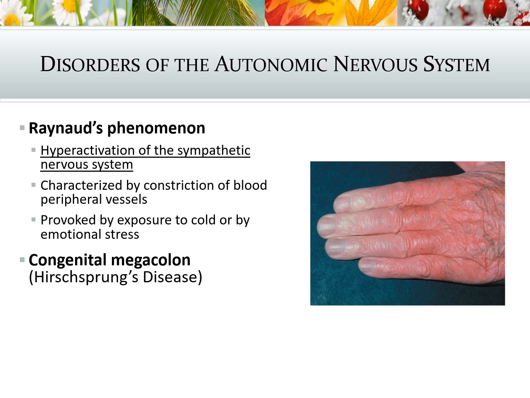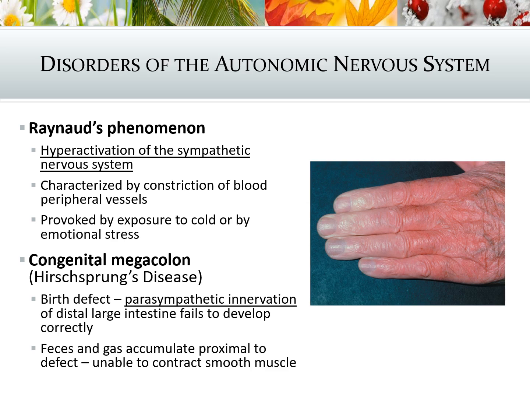Another one is congenital megacolon, also called Hirschsprung's disease. Essentially it's a birth defect where the parasympathetic innervation of the distal large intestine, or the colon, fails to develop correctly. So essentially you're unable to contract the smooth muscles of that distal colon, and so feces and gas can accumulate proximally to the defect, where you can't contract those smooth muscles and move the feces and gas through the colon.